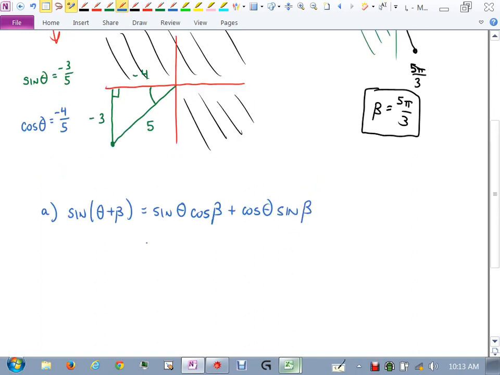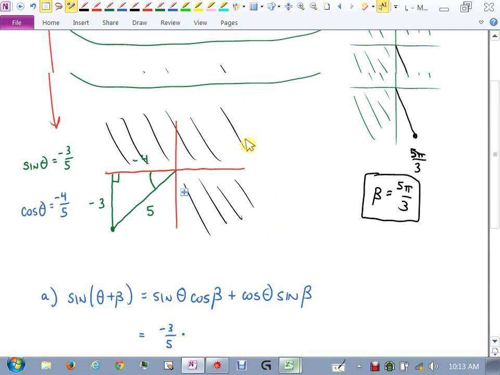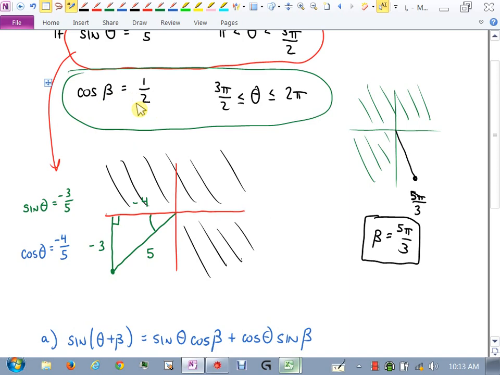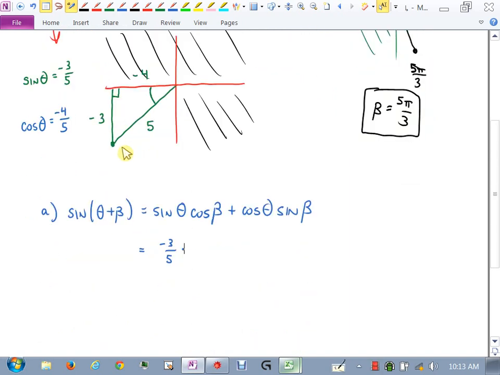What's sine theta? -3/5. What's cosine beta? So now go to beta. Cosine beta was given to me to be 1/2 in the problem, right? So this would be 1/2. Plus, what's cosine theta? -4/5. And then what's sine beta? Well, you just need to figure out what sine of 5 pi over 3 is, which would be -√3 over 2. Everyone follow? Okay, so then you multiply and then put them together and you get your answer.